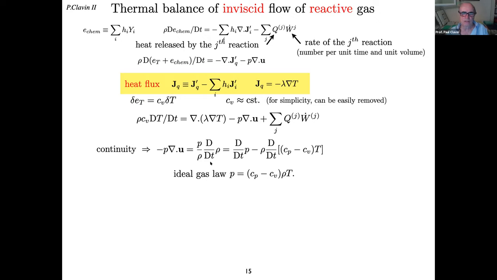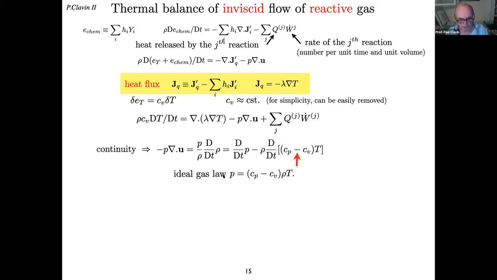And now you can put this in this form, d over dt of p, because this simplified, minus now d over dt of p over rho, and using the ideal gas law, p equals (cp minus cv) rho T, you obtain this form. Now notice the minus sign that you have here coming from the ideal gas law.